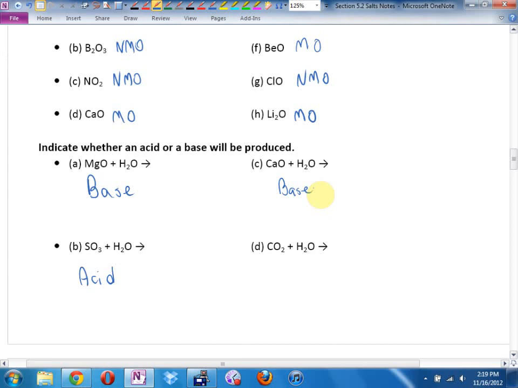D. This is a problem. What is that first chemical? You've seen it before. What is CO2? See, part of the problem is when carbon dioxide goes into the air, it combines with rain. We call this acid rain. This is where it comes from. Pollution.